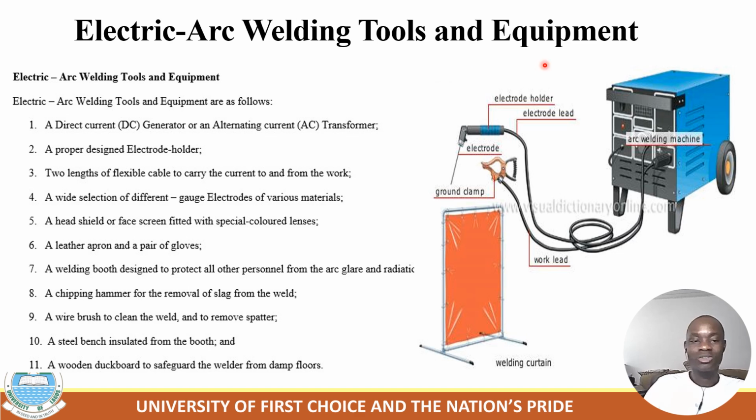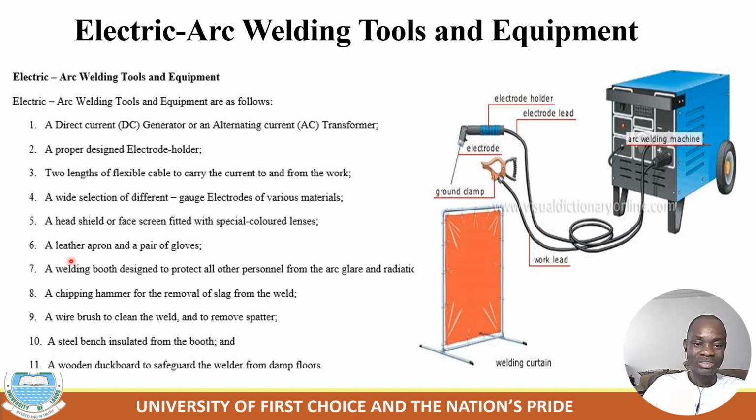Electric arc welding tools and equipment. Electric arc welding tools and equipment involve, number one, a direct current generator or alternating current transformer. Number two, a properly designed electrode holder. Three, two lengths of electric cable, so that it has two cables. One is where the electric current leaves the transformer, this one is a transformer, and this cable is where the current travels to the workpiece, and this is another cable whereby the current returns back to the transformer.